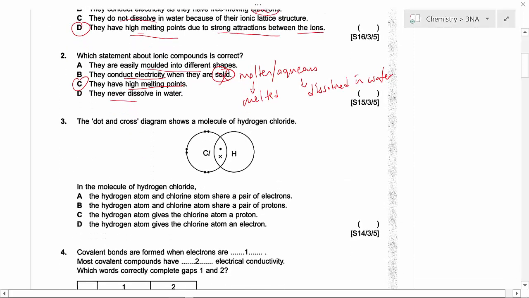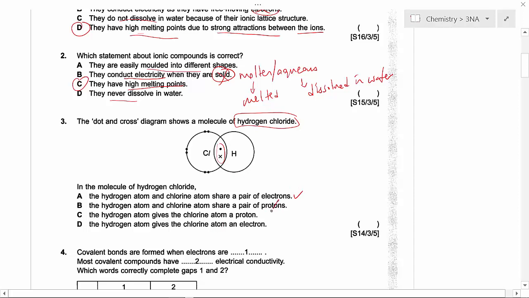Question number 3. The dot and cross diagram shows a molecule of hydrogen chloride. As you can see, they share a pair. So this is actually a covalent bond between them. So in a molecule of hydrogen chloride, the hydrogen atom and chlorine atom share a pair of electrons. Looks correct.